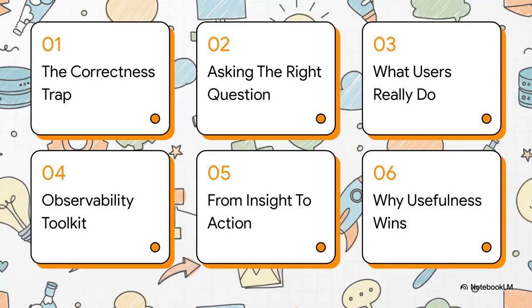So here's the game plan for how we're going to start thinking like an expert. First, we'll talk about something I call the correctness trap. It gets so many projects. Then, we'll learn to ask the right question. From there, we're going to become behavioral detectives, really digging into what users are actually doing. I'll show you the exact toolkit you need for that. And finally, we'll tie it all together with a real-world example that proves why usefulness, at the end of the day, is the only thing that really wins.